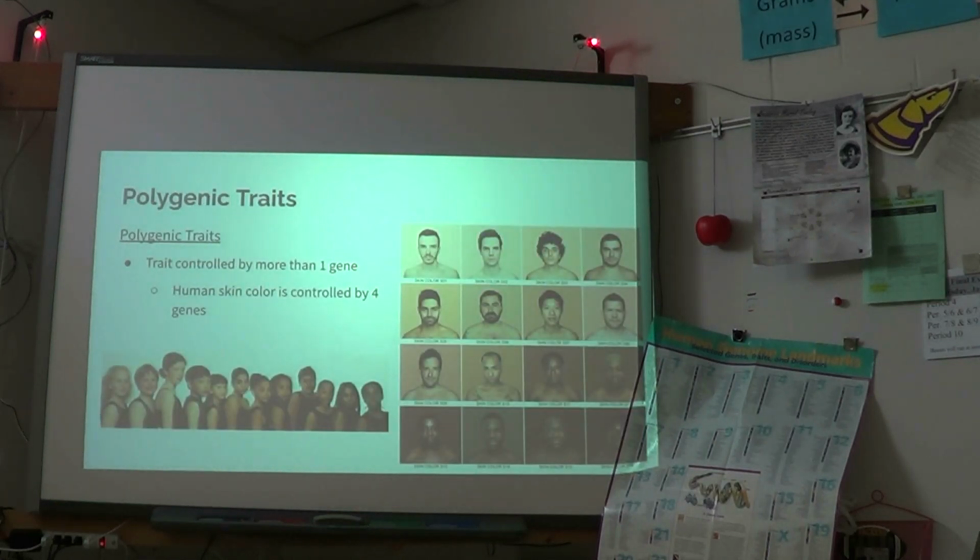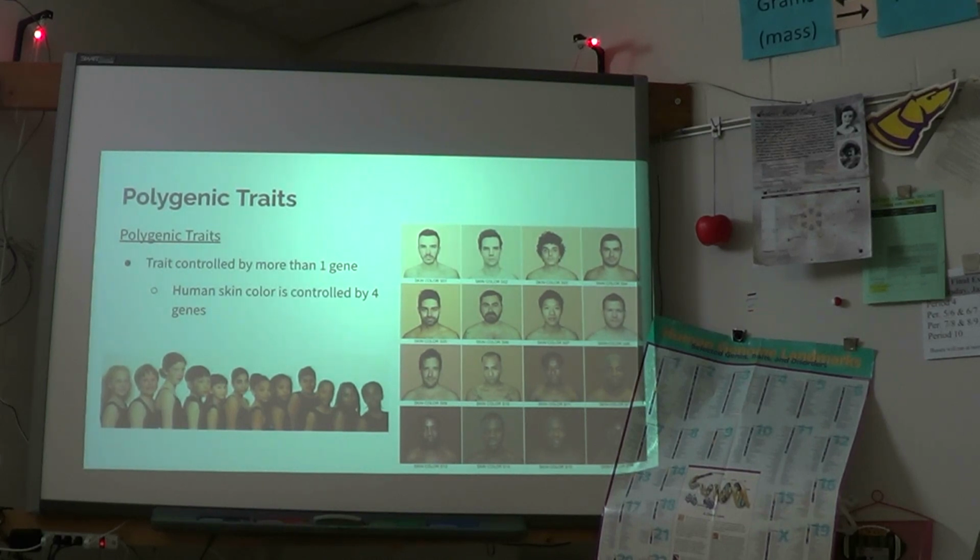There's also something called polygenic traits. Polygenic traits are really the opposite of the simplification that we've talked about. We've talked about one gene, one trait. We've talked about either this or this.